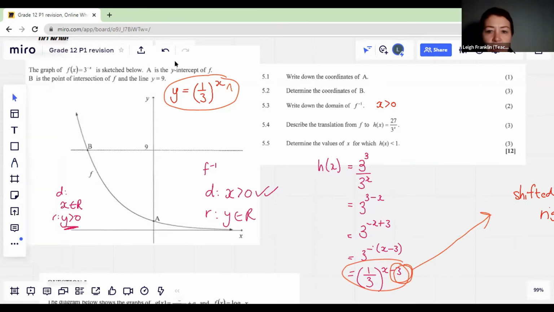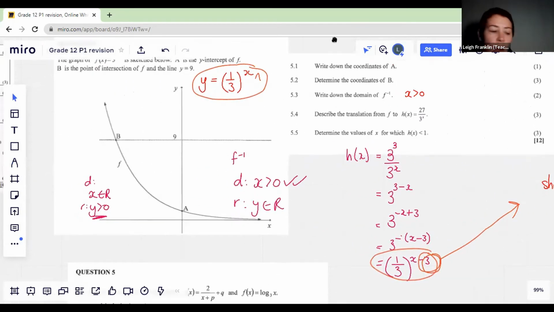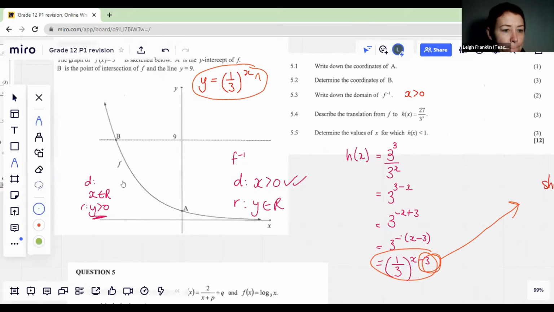I know that was very fast. Sorry, I just want to get on to the other questions. And then as far as 5.5 is concerned, did you guys get x is greater than 3 as your answer? So you did, Iomedia. Great.